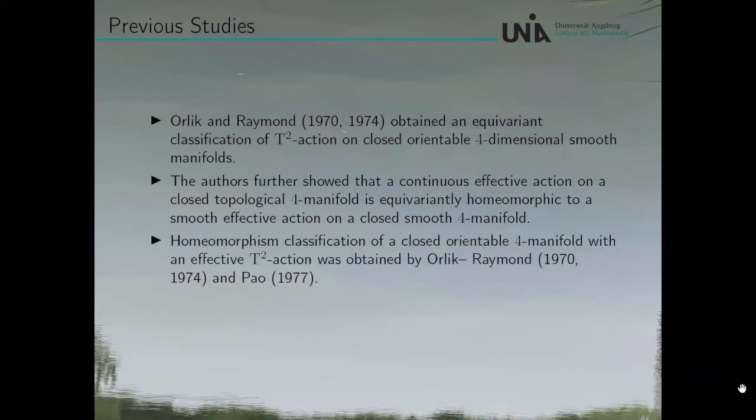And then Orlik and Raymond and Corro, independently, obtained a homeomorphism classification of T2 actions on four-manifolds, and they showed what these spaces are. And in the end, the non-orientable case was addressed by Kim in 1993. Note that here I'm just mentioning the works on T2 actions on four-dimensional manifolds.